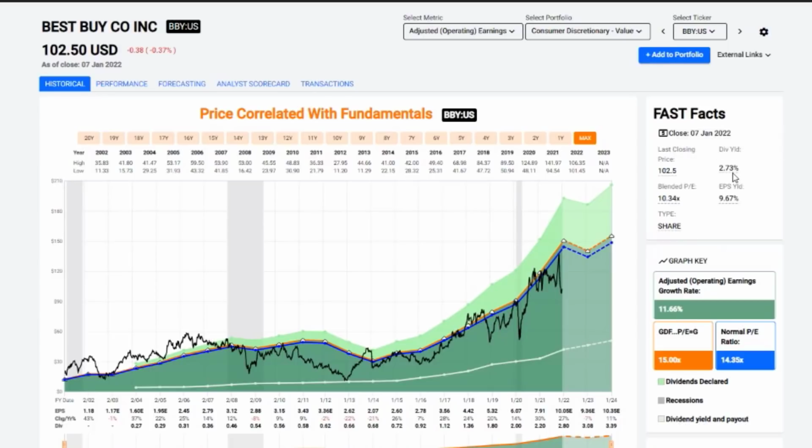Pays a 2.7% dividend currently, an earnings yield of almost 9.67%. The PE is just slightly below 10. And you can see the price has dropped here, with them expecting kind of a weak year in fiscal year 2022. So bottom line is, if you look at the stock closely, you can see how the price has really gone where the company's earnings have gone.